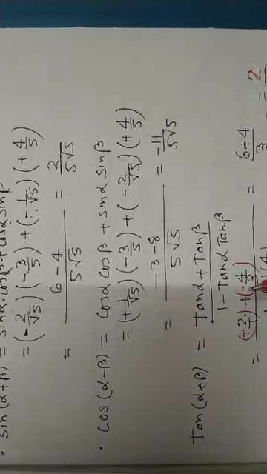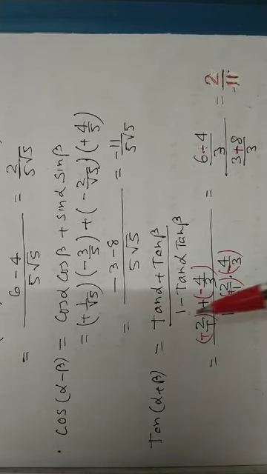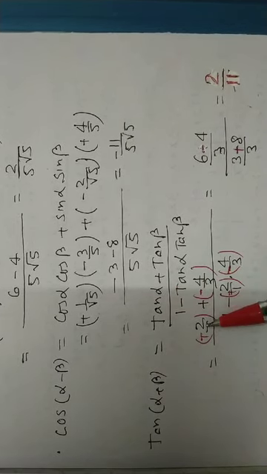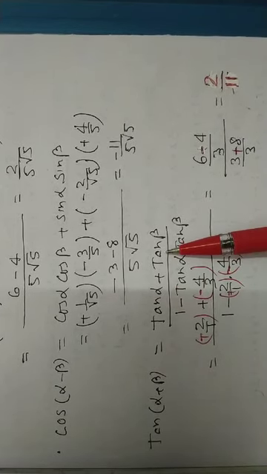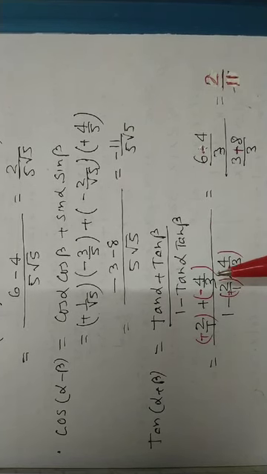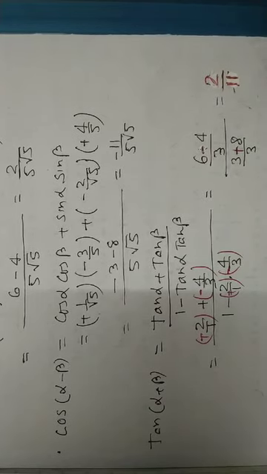Similarly, we can get tan(alpha plus beta). Tan alpha is in the third quadrant where tan is positive, but beta is in the second quadrant where tan is negative. So the values are substituted with the sign scheme, and on simplification we get 2 by 11 as your answer.